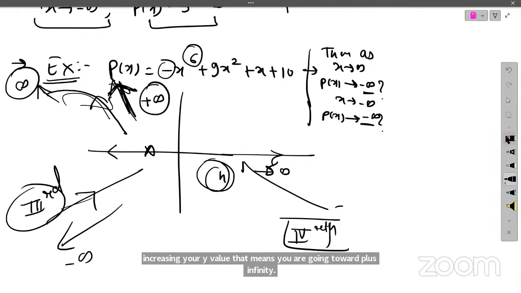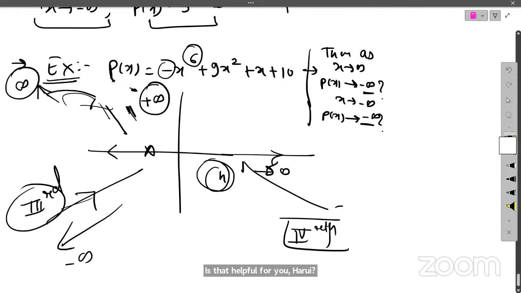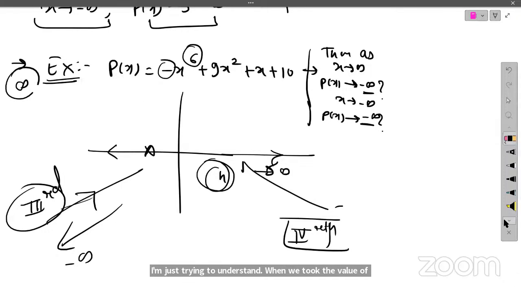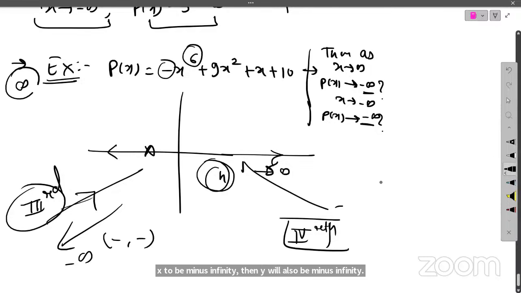Yes, ma'am. I'm just trying to understand. When we took the value of x to be minus infinity, then y will also be minus infinity. Yeah, so you can think like that. Both are minus, so we are in the third quadrant. That's also how you can think.